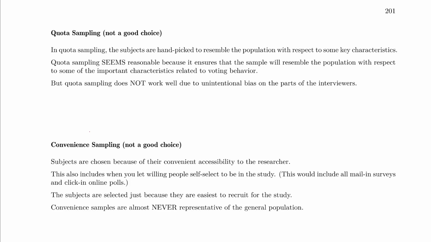So in quota sampling, the subjects are hand-picked to resemble the population with respect to some key characteristics. It seems reasonable because it makes sure that the sample resembles the population in respect to some important characteristics that we think would matter. But quota sampling does not work well because of usually unintentional bias on the part of the interviewers. So again, having human choice leads to bias. If the humans get to choose who to sample, it messes up our results, even if we think we're doing a good job of it.